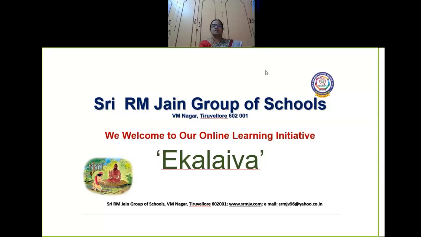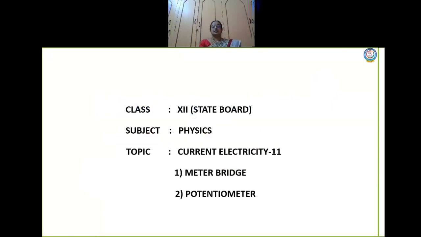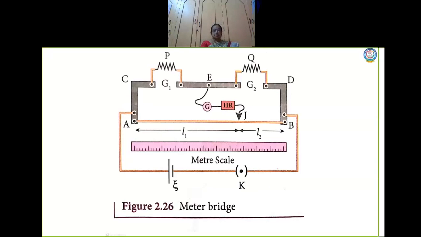This is current electricity topic 11. We are going to have meter bridge and we will continue with potentiometer if possible. Let us move on to the circuit diagram of a meter bridge. What does the meter bridge consist of? The main important part in a meter bridge is this wire.